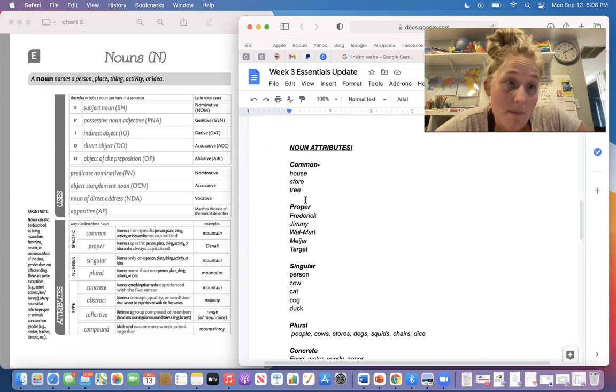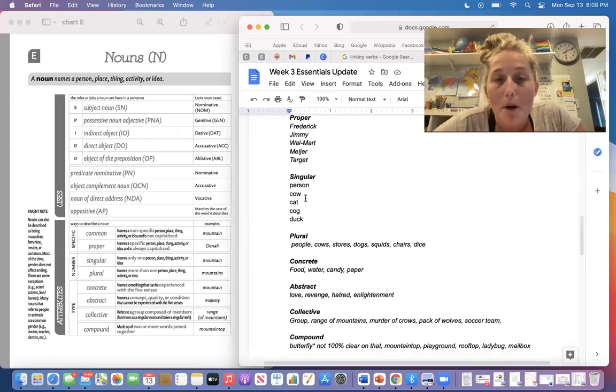These are ways to describe a noun. Then we have number, okay? That goes into singular or plural. So singular means one, plural means more than one. We have singular nouns such as person, cow, cat, dog, not a cog, excuse me, you're helping me catch all my typos, and duck, okay? So those are all the singular nouns.